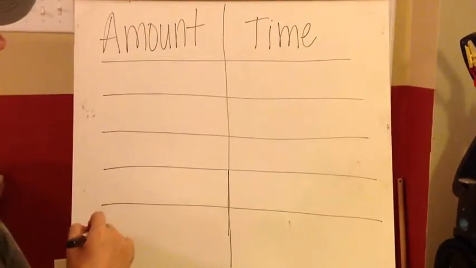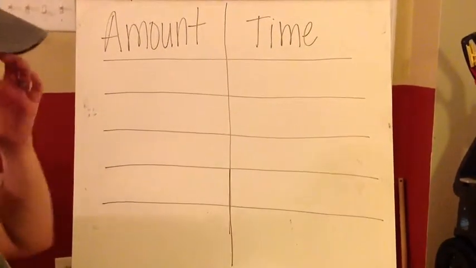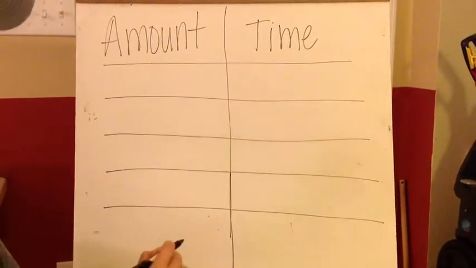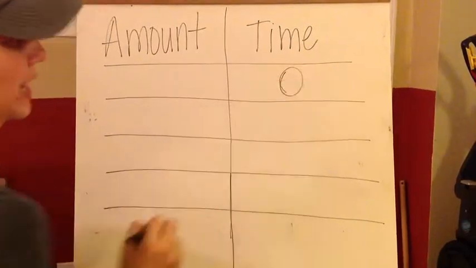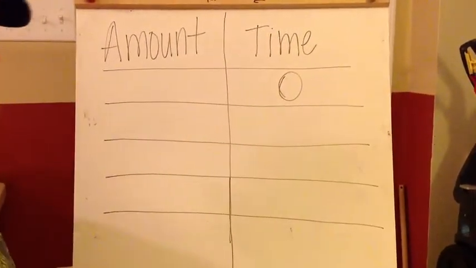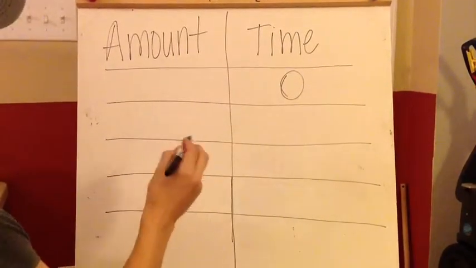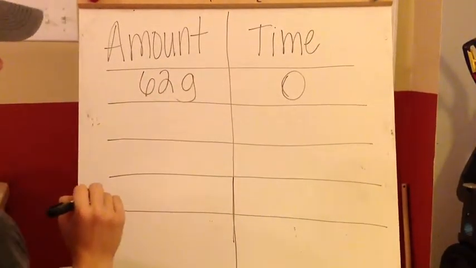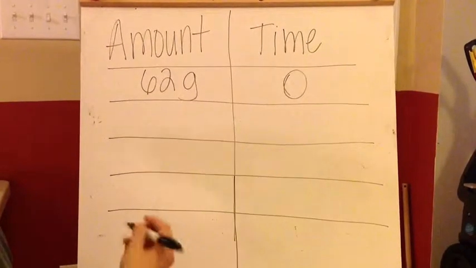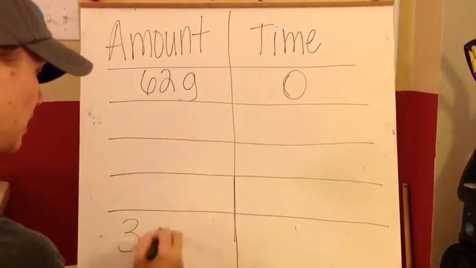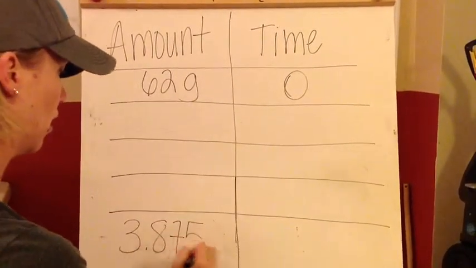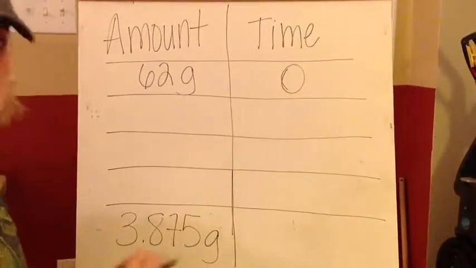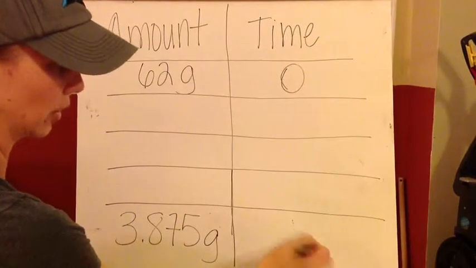Okay, so let's go ahead, and I've created this chart, and we did this in class. Let's go ahead and solve this problem. Like I told everybody in class, we always start with a time of 0 because we're talking right now, present day. In the problem, the initial amount was 62 grams. And what we found when we were digging was that we had that fossil at 3.875 grams. So we need to know this answer right here, okay?